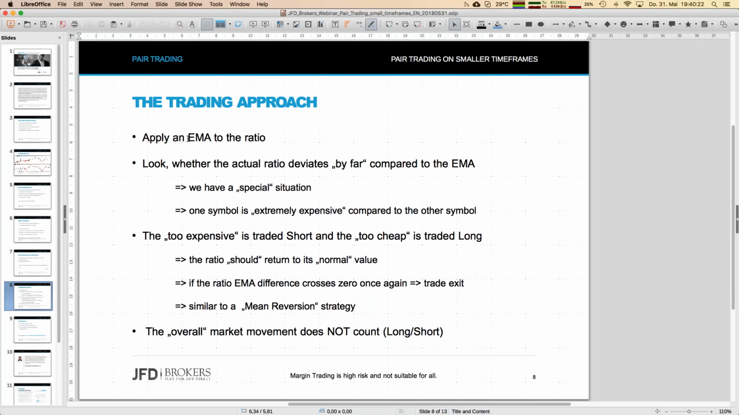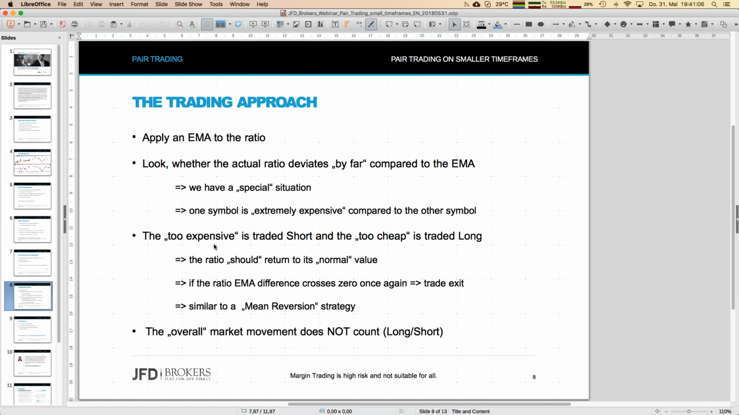Now we know that one symbol is, with respect to the other symbol, more expensive, and we know exactly which one we go short and which one we go long. The too expensive one, the one which went, for example, too high north, that is traded short, and the too cheap one is traded long. That's the idea. So the entry is now defined when we exceed a certain deviation from the actual ratio to the EMA on that ratio. That triggers the open of both trades.